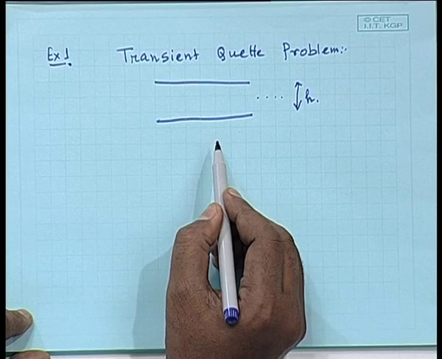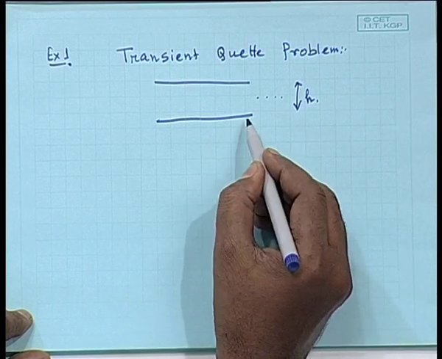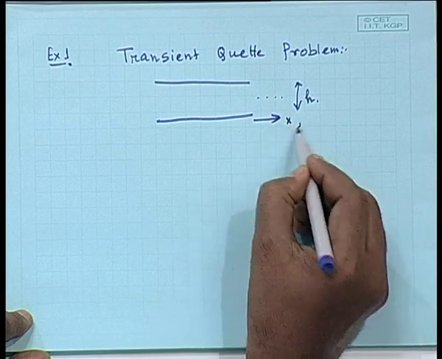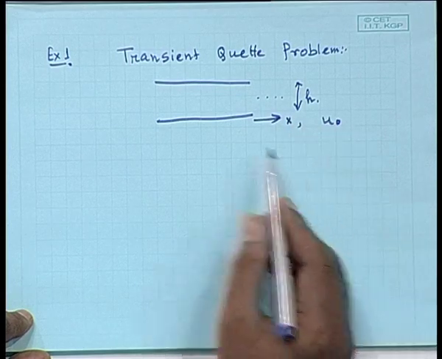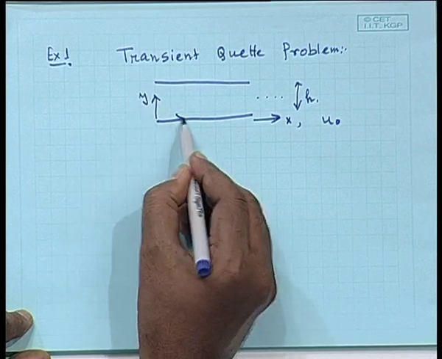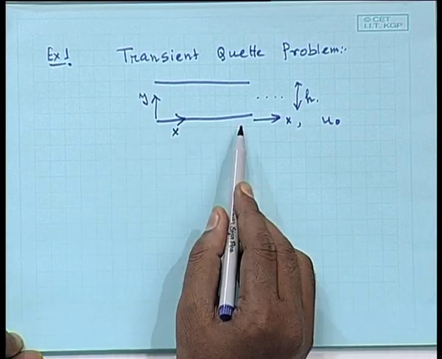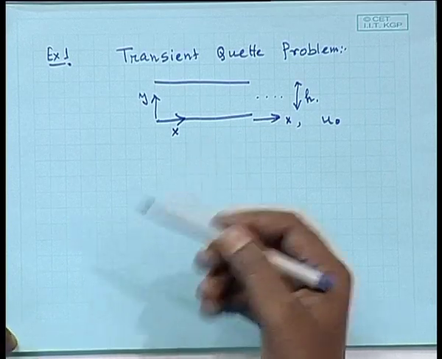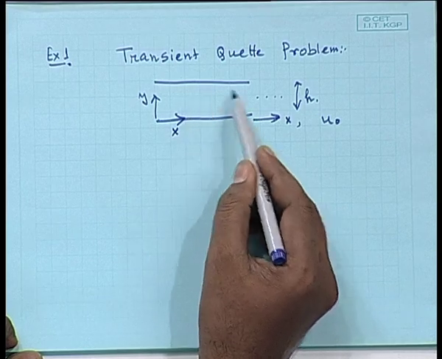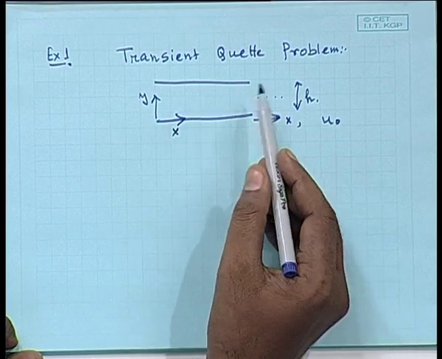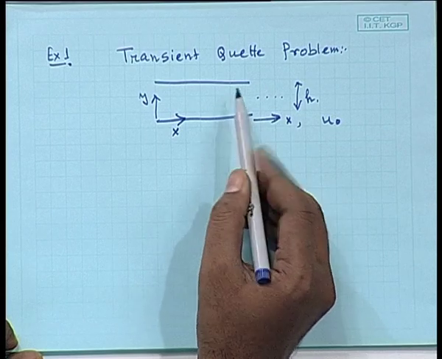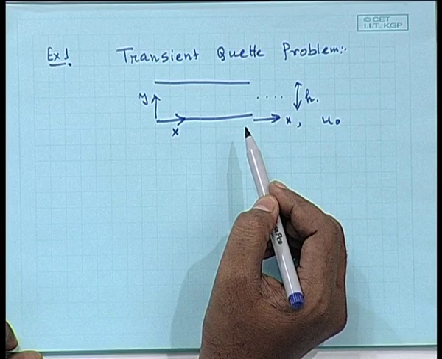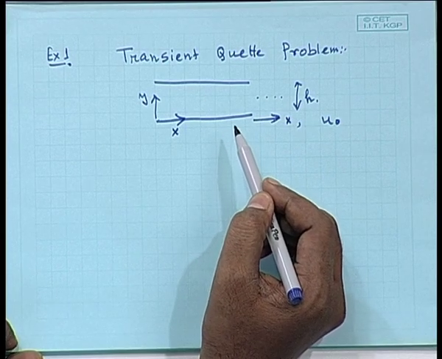At time t equal to 0 plus delta, the lower surface starts moving in the positive x direction with a uniform velocity u naught. So, this is the y axis and this is the x axis. The lower surface moves with a constant velocity u naught, and that will induce a velocity field within the fluid. Since there is no pressure gradient, the velocity will be in the x direction only. That means only the u component velocity will exist.